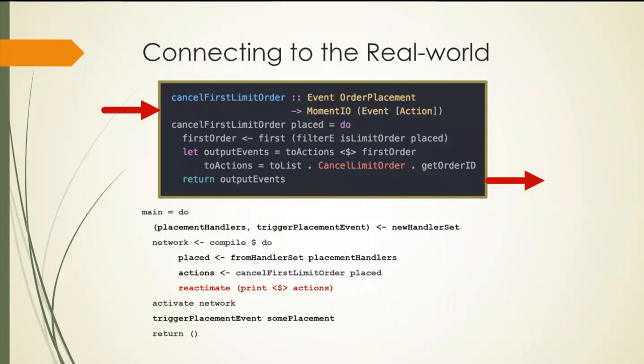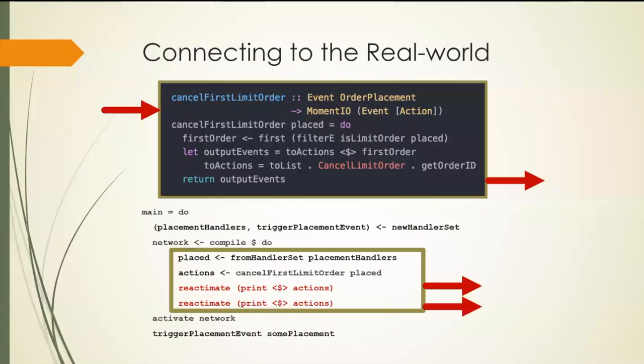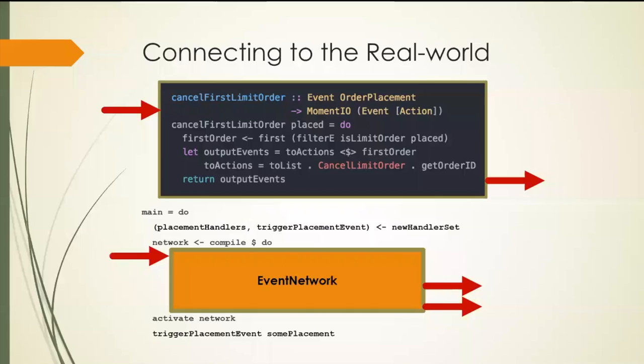Well, what if you wanted two outputs? Just put two of those. If you look at this here, you are calling the IO monad from within the moment IO monad. So you can look at this as a big block, and here you have two outputs in some sense. You're calling the IO monad at two different places in your moment IO monad. And then you also pull in data from the IO monad using this from handler set function, that's going to get fired every time a callback is called. So this is the event network.